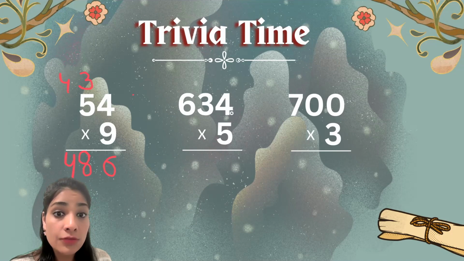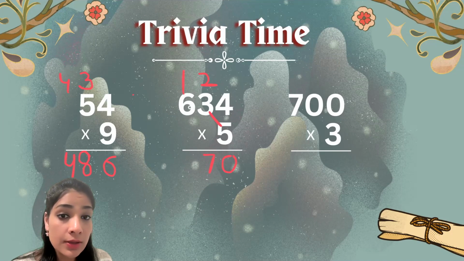Let's solve the next one. 5 fours are 20. 0 goes in ones place, 2 goes to the next digit as a carry. 5 threes are 15. 15 plus 2 is 17. 7 goes as a digit in the result and 1 goes as a carry to the next digit. 5 sixes are 30 and 30 plus 1 is 31. We put 1 in the result and 3 goes as a carry. There's nothing more to multiply, so 3 comes down in the result. 3170. Ready for the last questions?